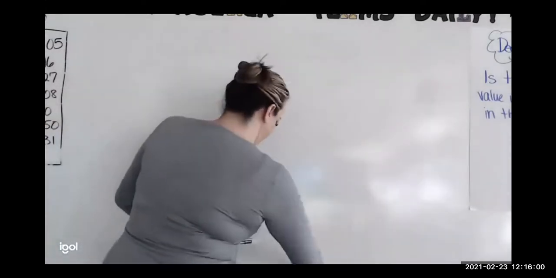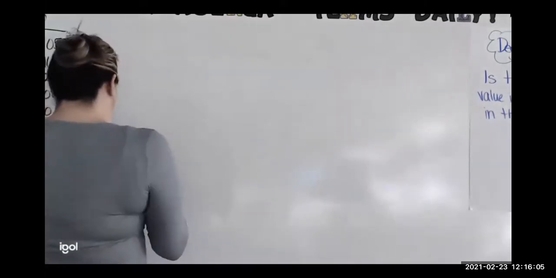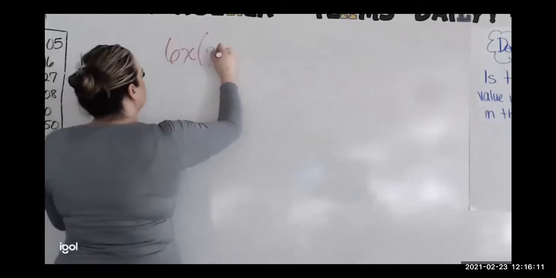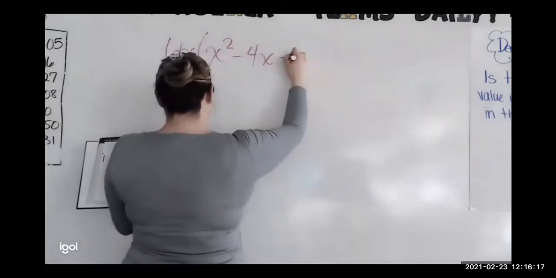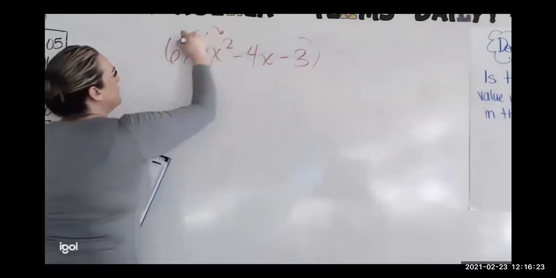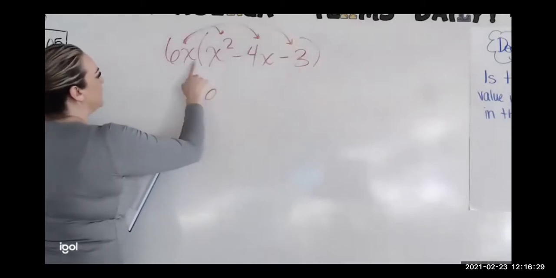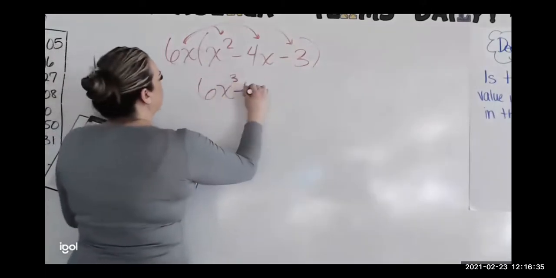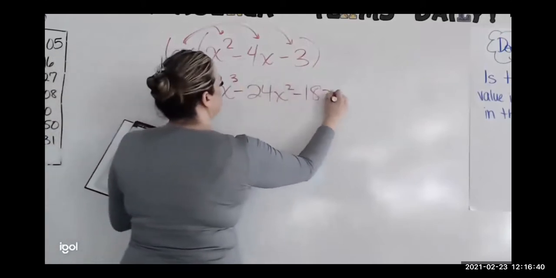Now let's start multiplying some of them. So we'll start with something just a bit basic. We have a monomial, 6x, and we're going to multiply it times a trinomial, x squared minus 4x minus 3. So we're simply just distributing. 6x times x squared is 6x cubed. This one is negative 24x squared. And this one is negative 18x.